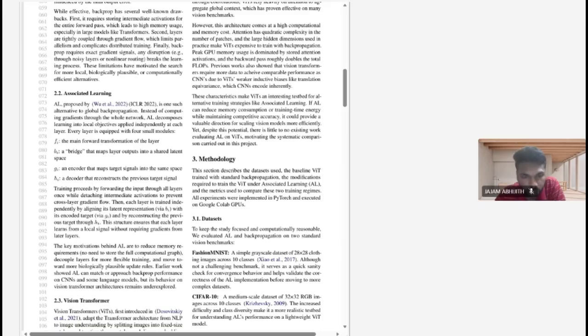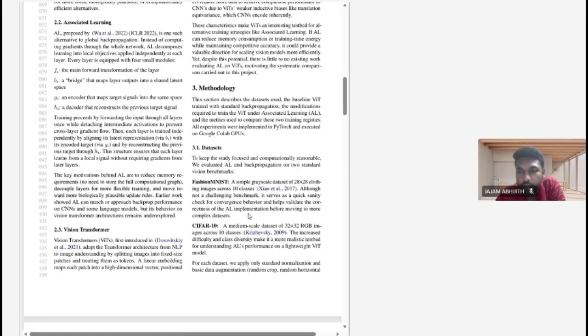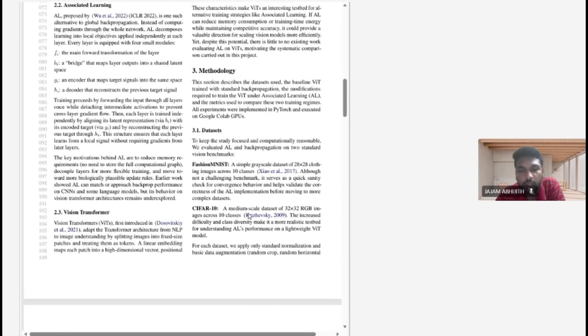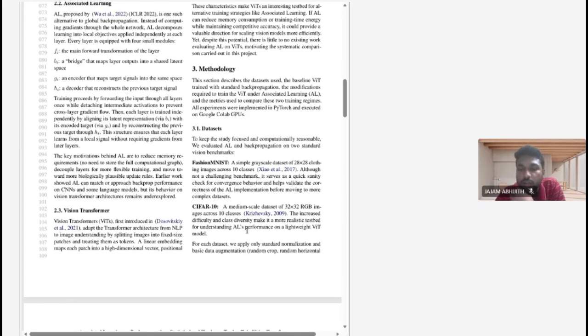We had 4 transformer blocks in total and 8 attention heads. The MLP hidden size was 768 for CIFAR and 512 for FashionMNIST.